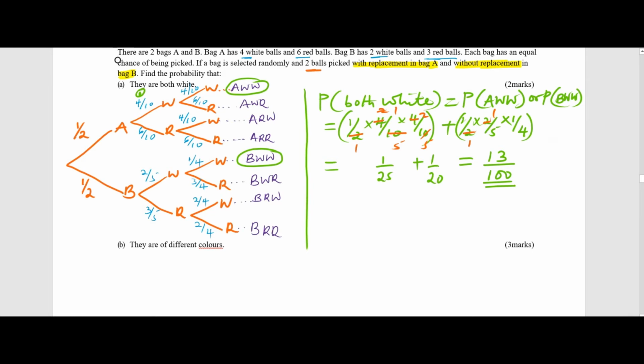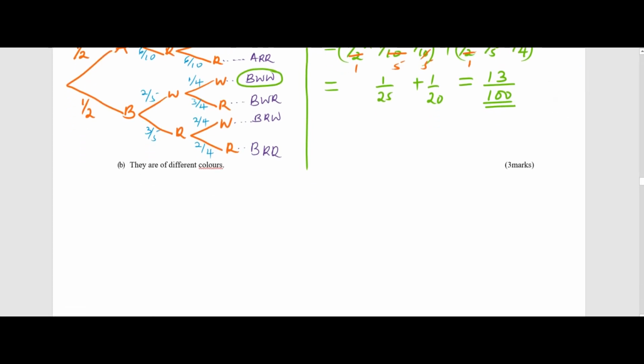Let's go to the second question. The probability the balls are of different colors. So the probability of balls of different colors.